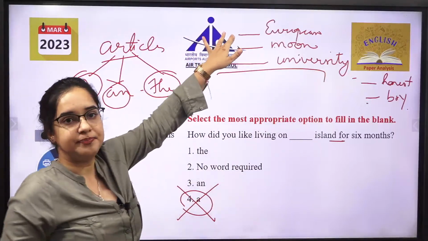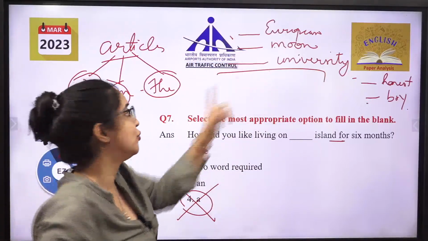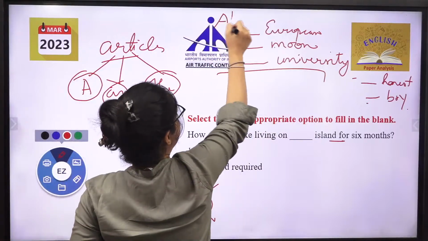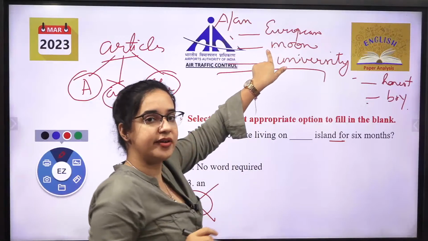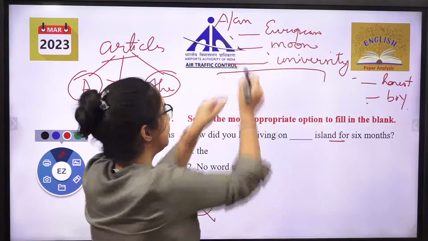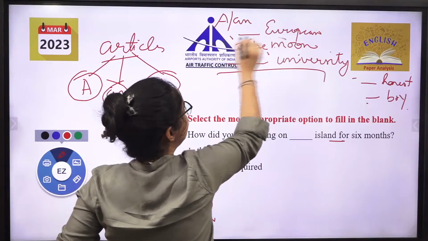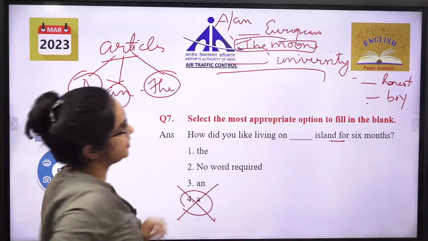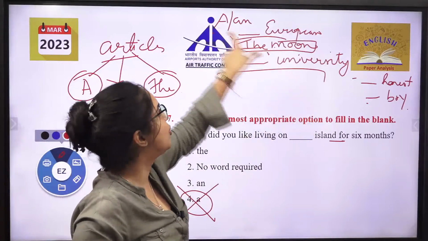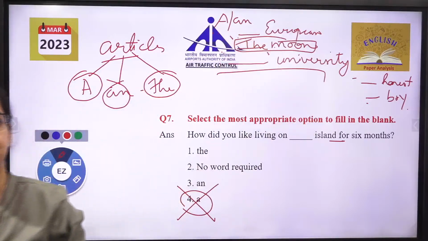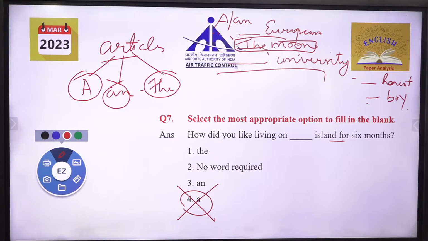Dash European. A European or an European? Just choose between these. Here I'm telling you, moon is always, if we are talking about a particular moon, it is already the moon over here. University, dash university, a or an; dash honest, a or an; dash boy, a or an. Tell me the answers. Fast.